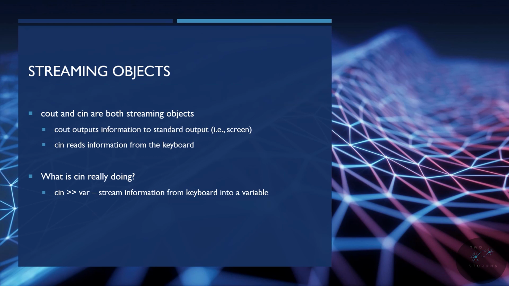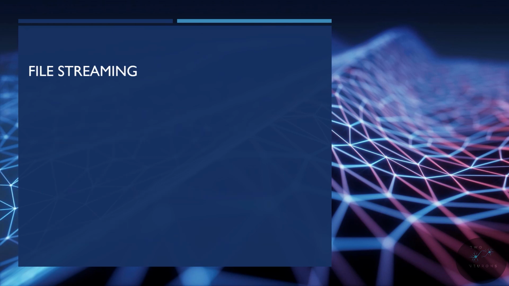Okay, then what is cout really doing? Well, cout is doing the same thing, except in reverse. It is streaming information from the system to the screen. So when we think about this in terms of our operators, we're inserting from a variable to an output with cout, and we're extracting from an input into a variable. So as you can see, we're already kind of familiar with streaming. We can stream information out to a screen. We can stream information in from a keyboard.